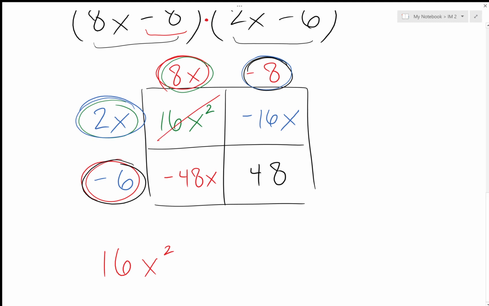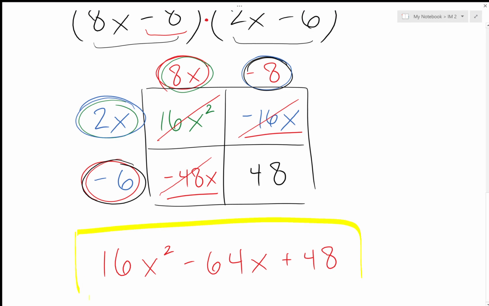The next biggest exponent is x to the 1. There's a negative 16x and a negative 48x. If they're both negative, that really means we're going to add them together, but keep the answer negative. So we have a negative 16 and a negative 48. Those combine together to become a negative 64x. And then finally a 48 at the end, which comes out to a positive 48. So we've combined like terms, and there we go. It's in standard form.